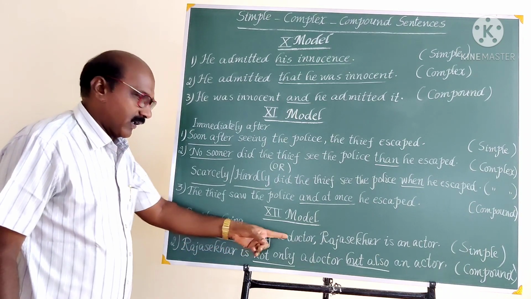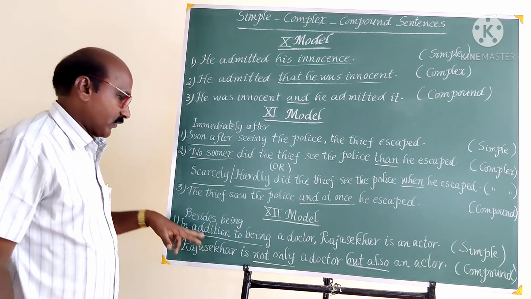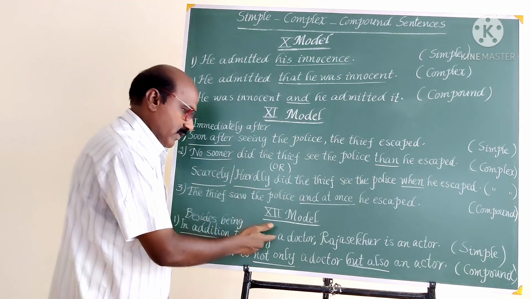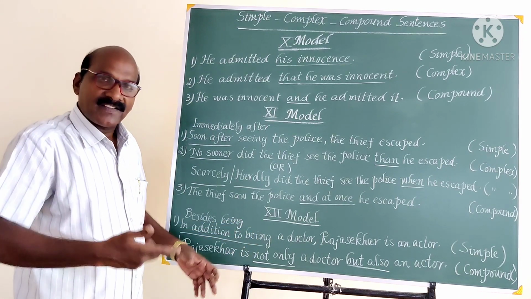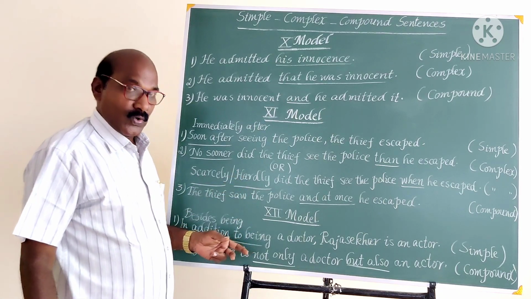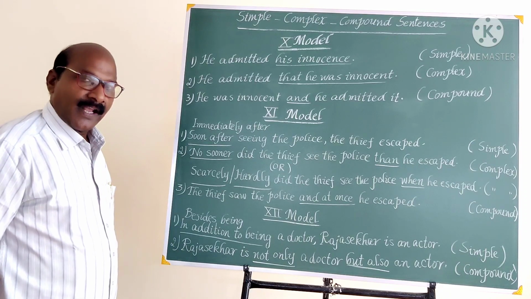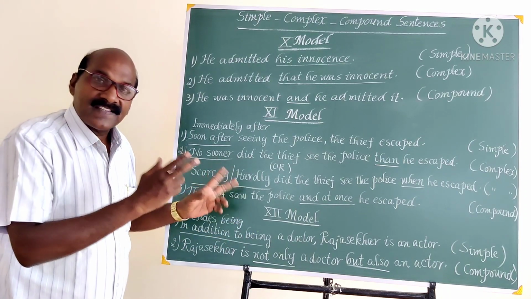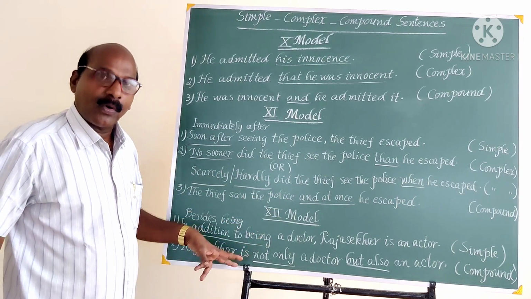In addition to being a doctor. Besides being a doctor. You can use besides being or in addition to being. If you find the main verb there in place of the be form, besides doing something, in addition to doing something, like that we use. In addition to being a doctor, Rajashekar is an actor. In case of this model, we have only simple and compound, no complex sentence at all in this model.